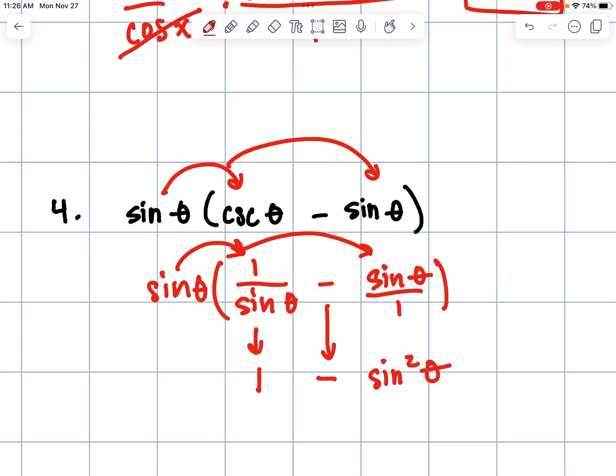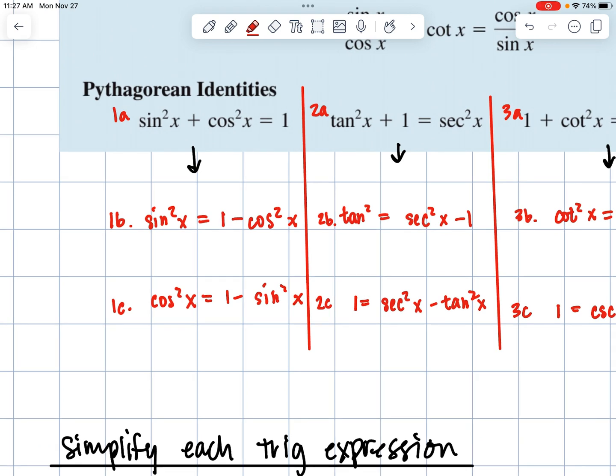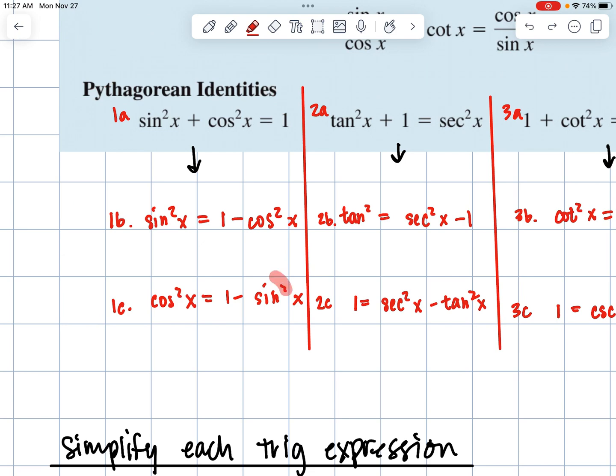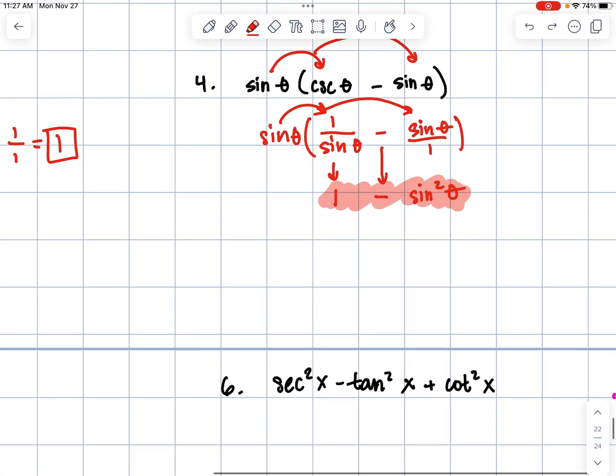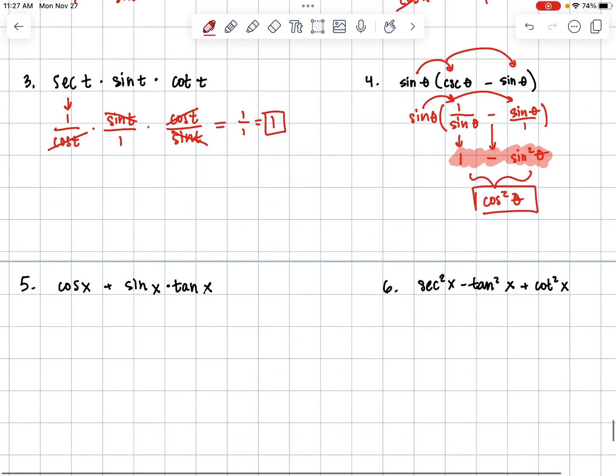Now this should be hopefully a giveaway because we have 1 and we have a minus sine squared. If we go to our equations, we have some version of column A, or column 1. If you look closely, 1 minus sine squared is right here, and that is technically equal to cosine squared x. So here, we have that exact same thing. We could say that this is equal to cosine squared theta, because we're using theta in this particular problem. Okay? All right.